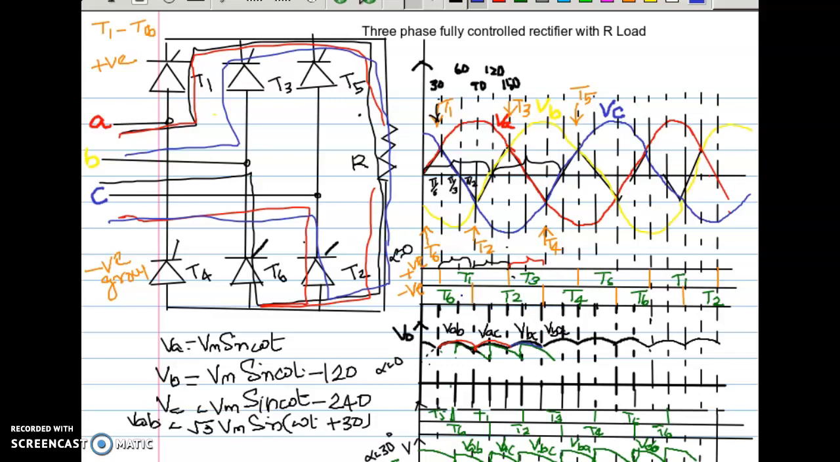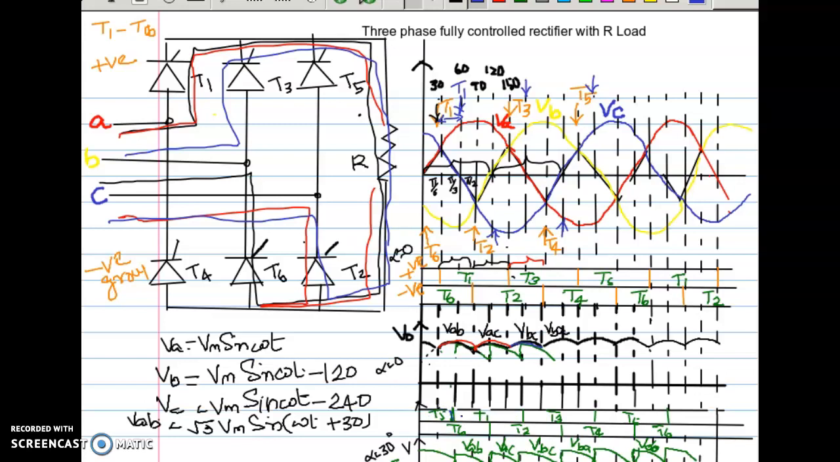Now suppose alpha is taken as 30 degree. So 30 degree means from here this is 30 degree. Each dotted line is separated by 30 degree. So I am taking this like this. So this T1 is triggered at 30 degree. Like that, each will be delayed by an angle of 30 degree. So T3 here, T5 here, like that. T2 here, T4 here, like that.